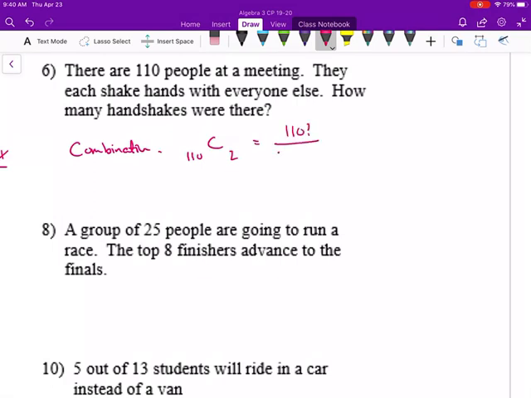So this is where the combination formula comes in. You have 110 factorial over 2 factorial, and then this part is going to be the n minus r factorial. So that's where you're going to get our 108 factorial.